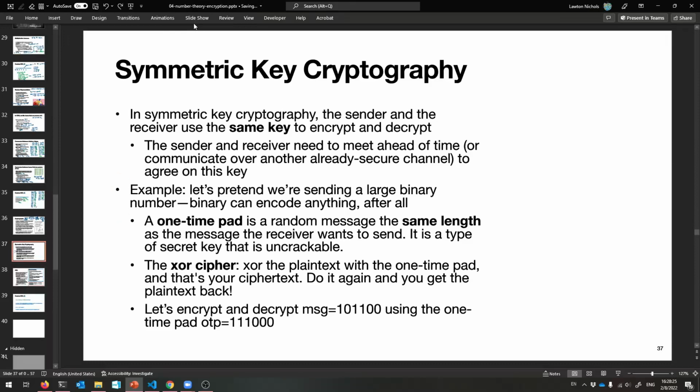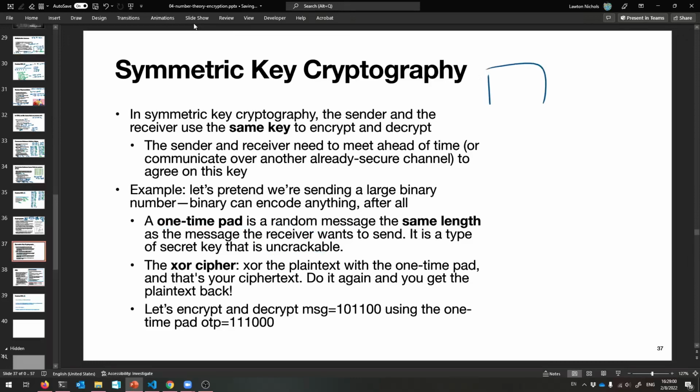All right, a very large binary number, because that's all an electronic message is anyway, right? Binary can encode everything. We've just noticed that. So here is one way to do symmetric key cryptography that is in fact unbreakable, as long as you are able to securely exchange the key. All right, it's called a one-time pad. It's just a random message, the same length as the message that you are sending. Okay. It is absolutely uncrackable if this is a really random string of bits. Okay?